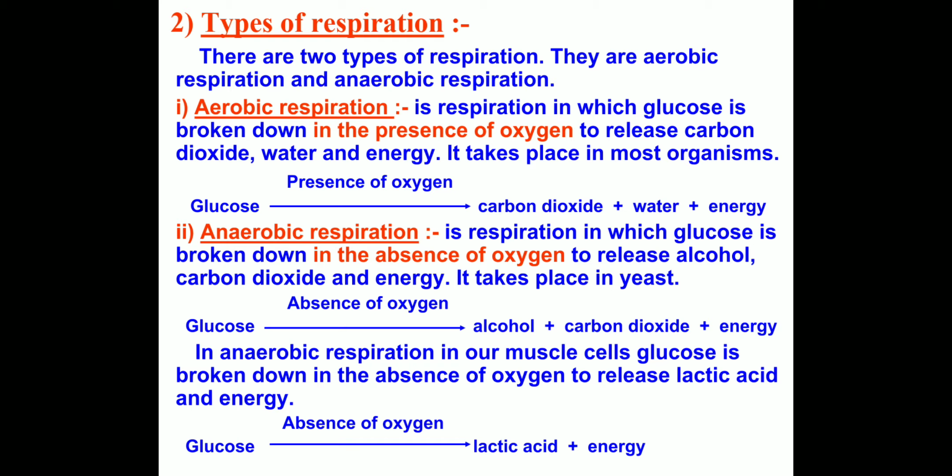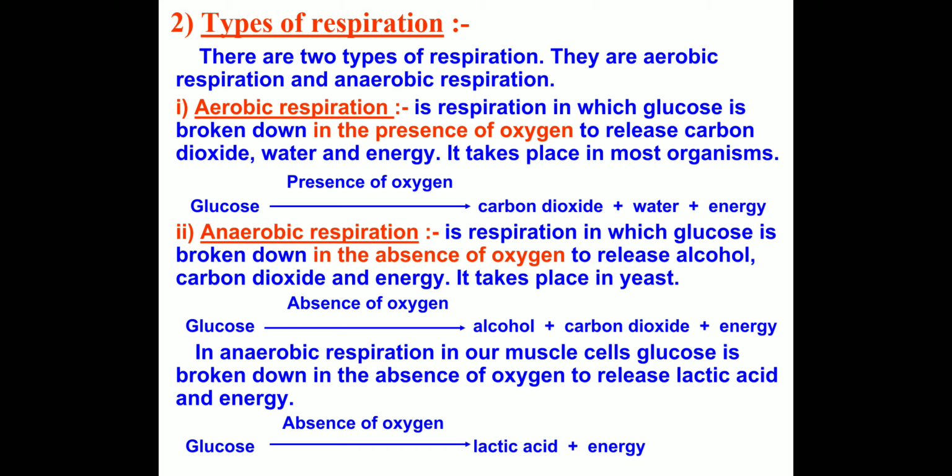So here glucose is broken down in presence of oxygen inside the cells of our body to release carbon dioxide plus water plus energy. Then the second type of respiration is anaerobic respiration. This is the type of respiration in which glucose is broken down in the absence of oxygen to release alcohol, carbon dioxide and energy. It takes place in yeast. So, anaerobic respiration simply means the respiration in which oxygen is not needed. For example, glucose is broken down in absence of oxygen to produce alcohol, carbon dioxide plus energy, and this generally takes place in yeast.